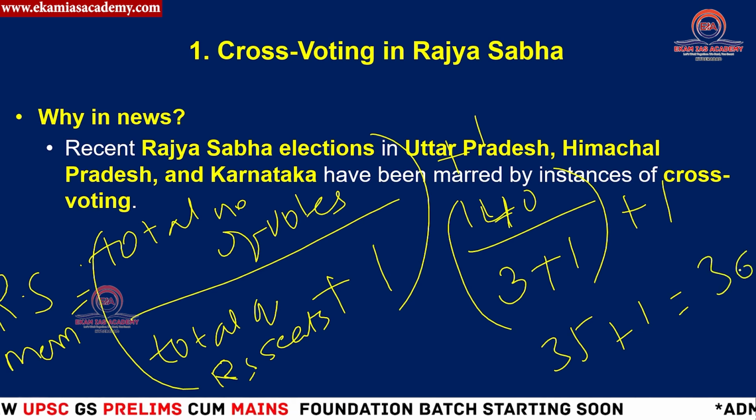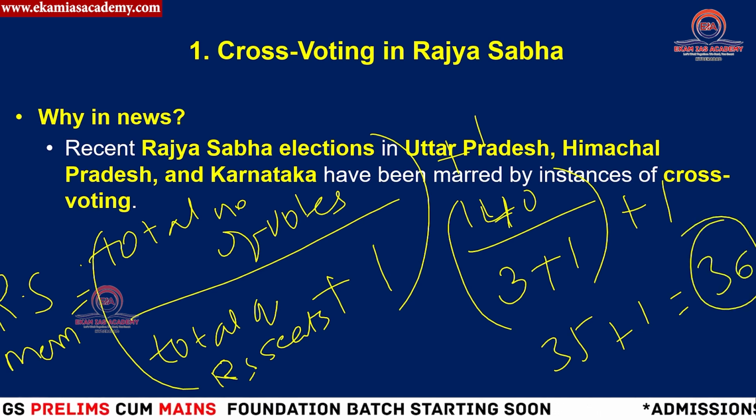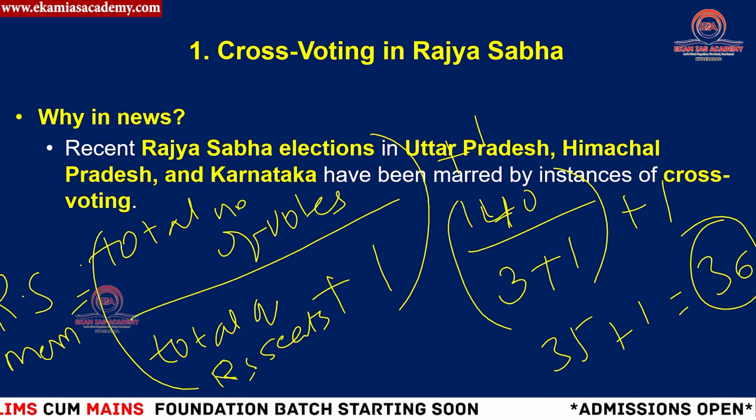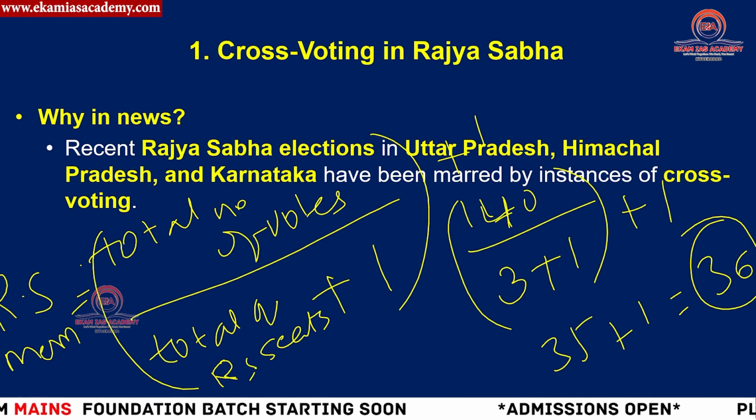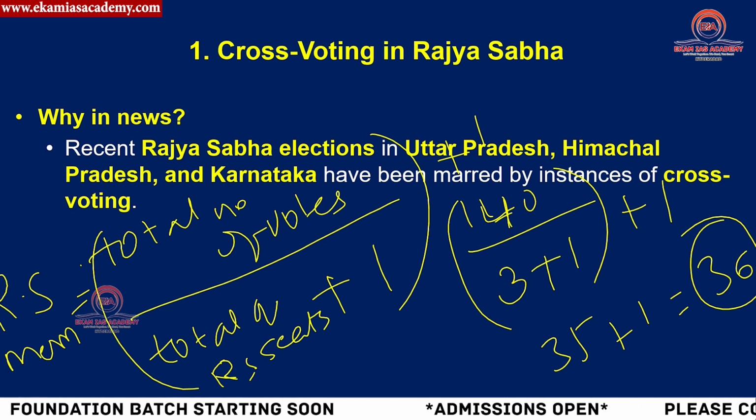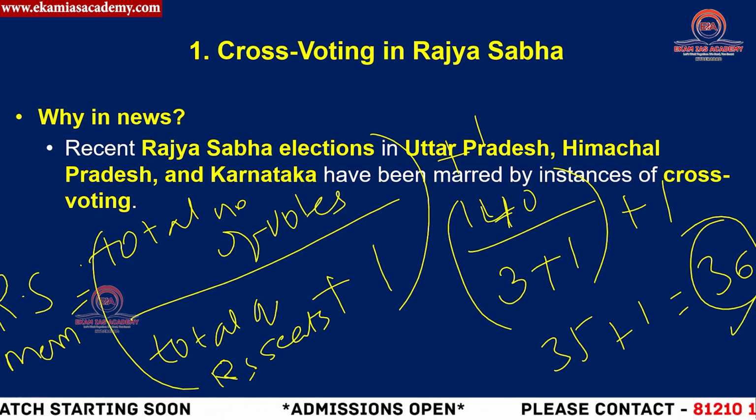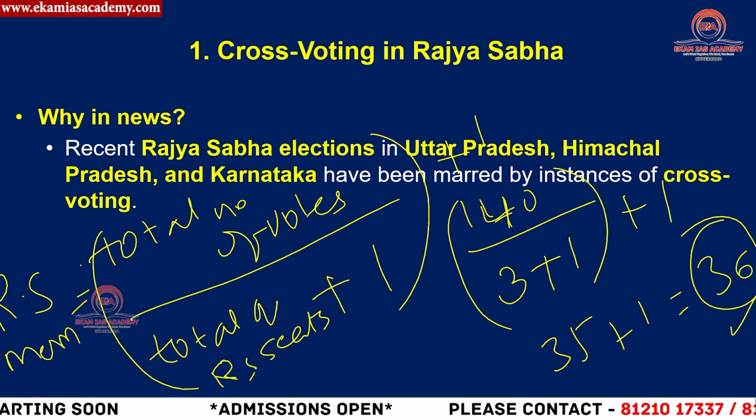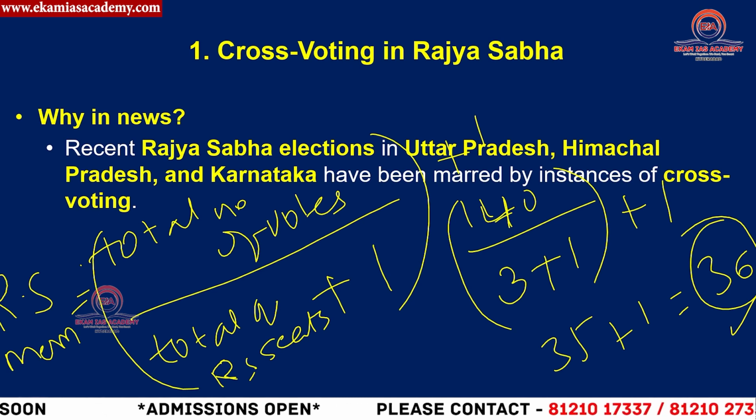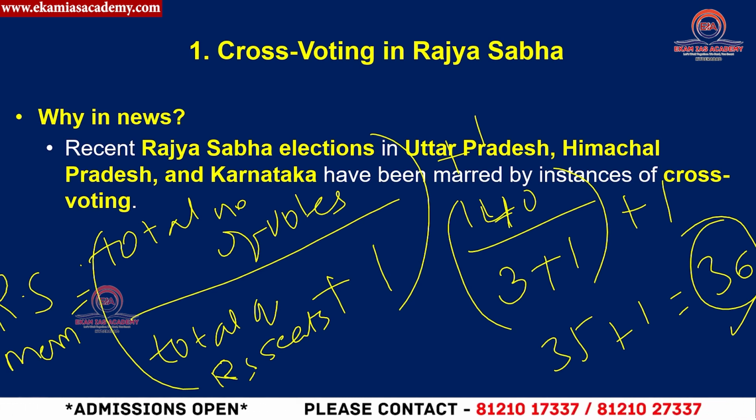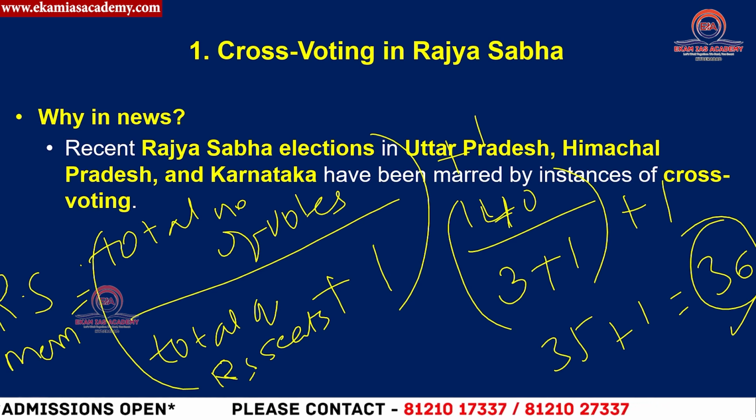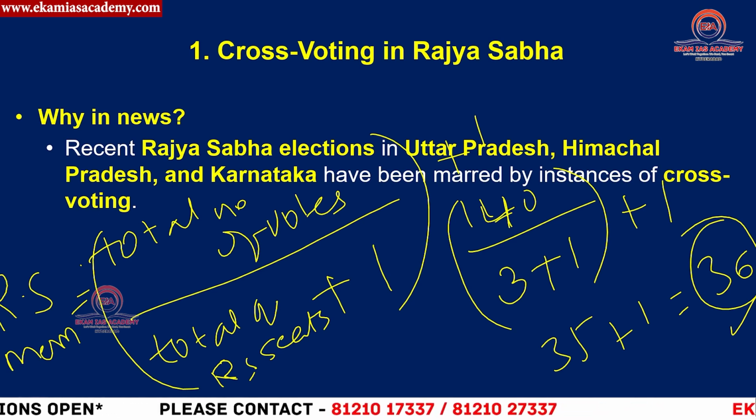That means 36 votes are required for any candidate to get elected from the state of X to Rajya Sabha. Any person contesting from the state of X to Rajya Sabha needs to secure at least 36 votes. If he secures 36 votes, he can become a member from the state of X to Rajya Sabha. This is how the election calculation works in the case of Rajya Sabha.